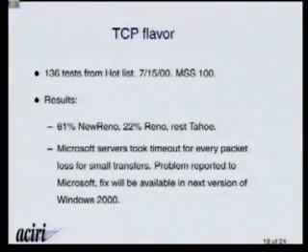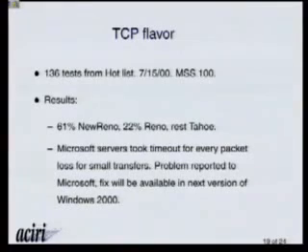Okay. TCP flavor. What exact congestion control algorithm is used by the various TCPs that are out there? Whether they use Reno or NewReno or Tahoe. This is when they do not use SACK, and we found that about 61% of them use NewReno, 22% use Reno, and the rest Tahoe. The test for this is somewhat complicated. If you're interested, I'll show a URL where we have a detailed set of results and explanation of how everything works.